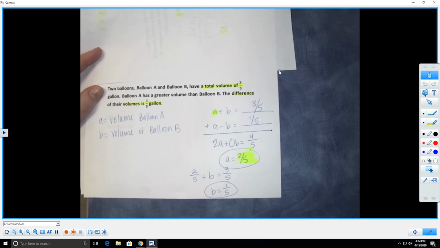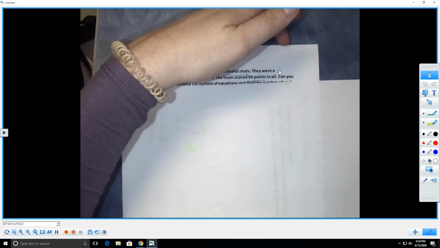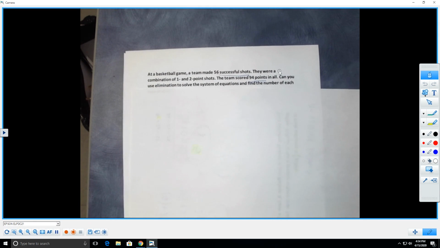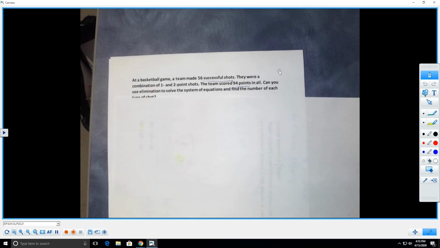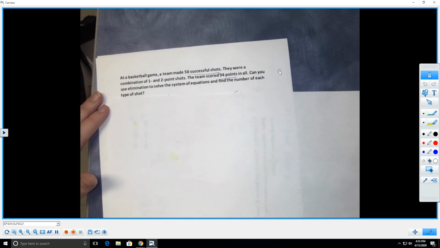Great job. Here's another one for you to try mostly on your own. So have your pencil and paper ready and listen carefully. All right. So a basketball team made 56 successful shots. There were a combination of 1 and 2 point shots. The team scored 94 points in all. Can you use elimination to solve this system of equations and find the number of each shot?